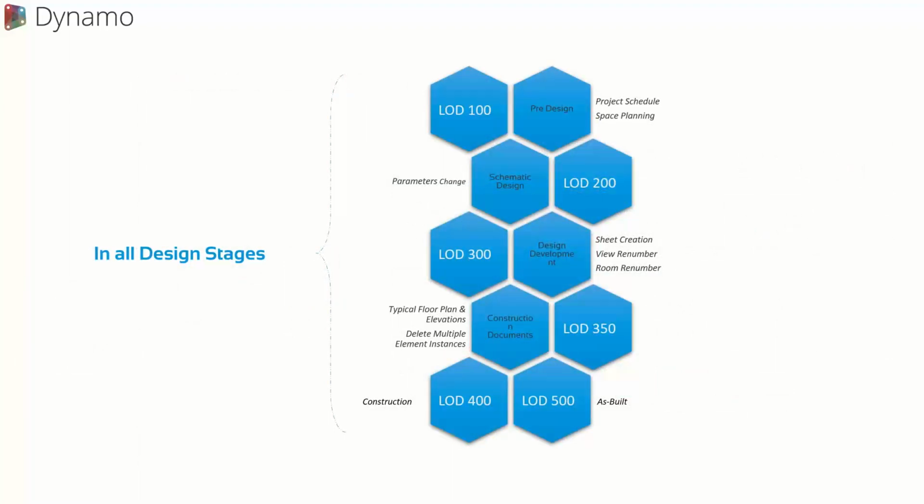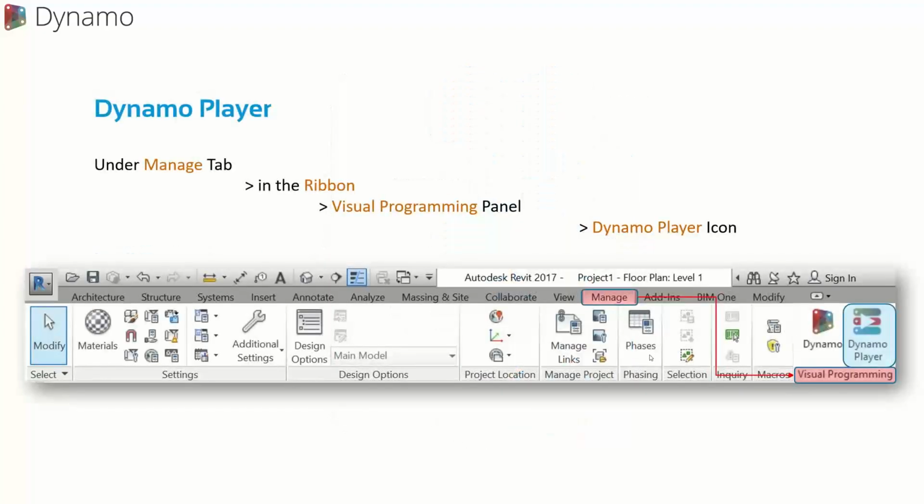Okay, so Dynamo will help you in all the design stages, not only LOD 300 documents, not only will you be able to play with the elements. If you don't have a design, you can use Dynamo at the pre-design stage as well. So in LOD 200, 300, 400, 500, everywhere.